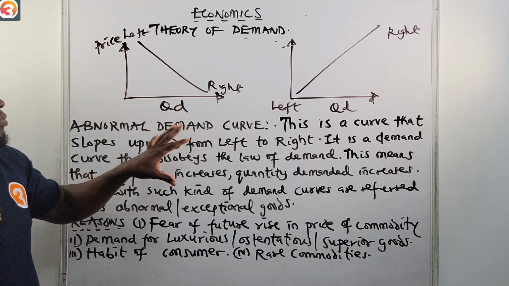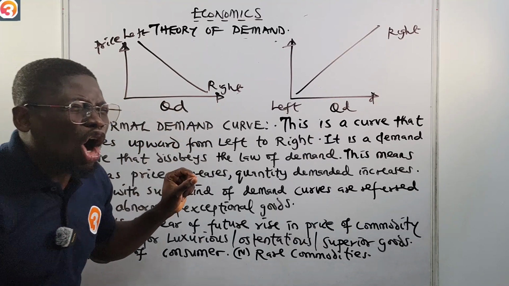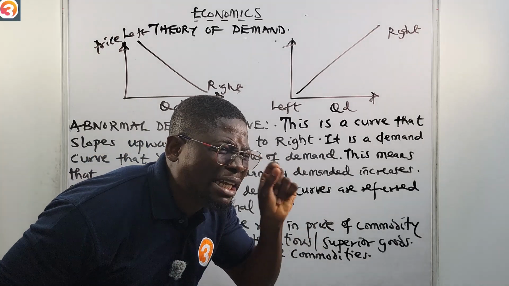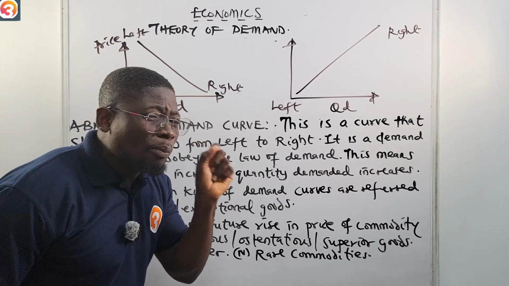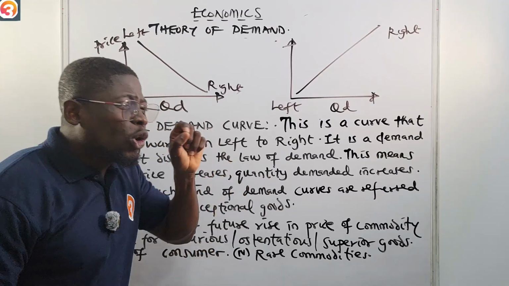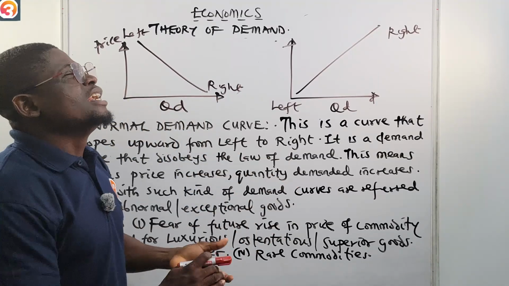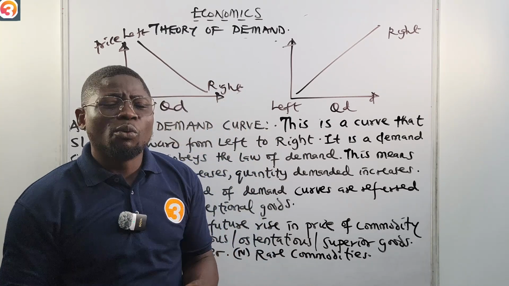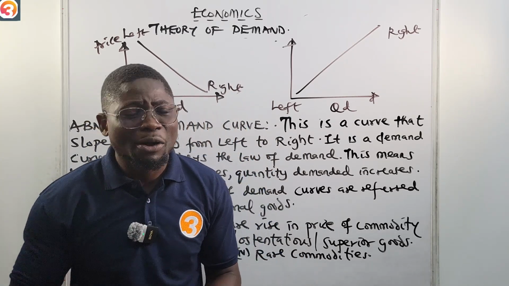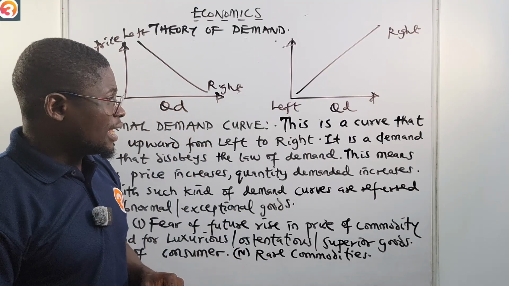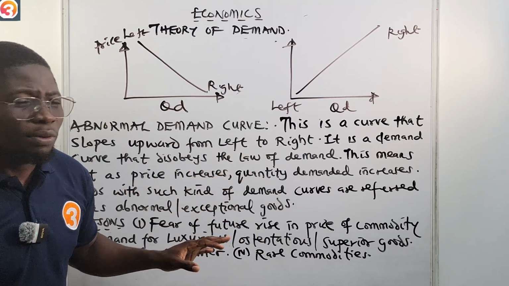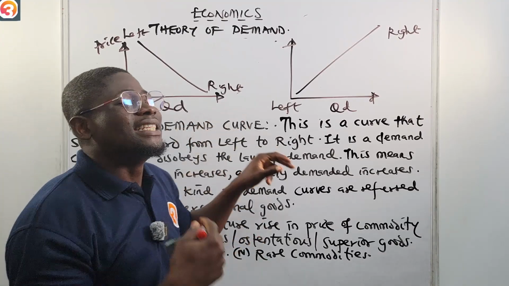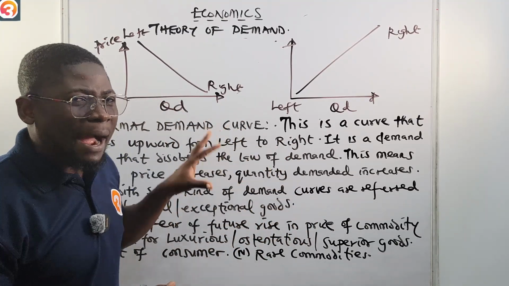And this abnormal demand curve, it disobeys the law of demand. It goes against the law of demand that says that when prices are high, quantity demanded is lower, and when prices are lower, quantity demanded is higher, or it increases. So this one disobeys it because when the price is high, quantity demanded is high. So this is the abnormal demand curve.